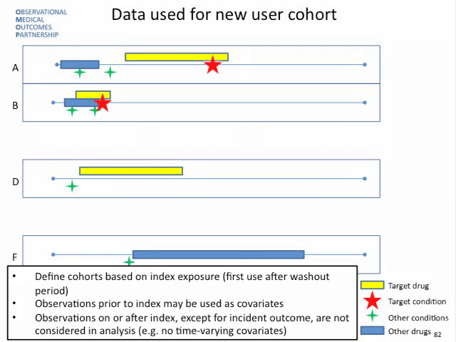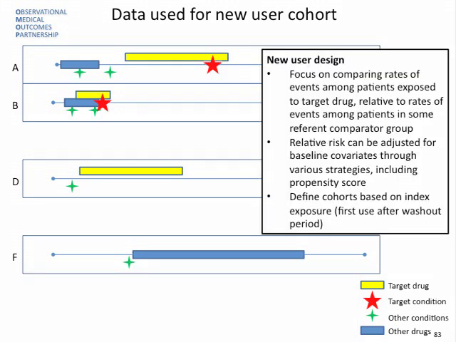We tend to ignore in almost all of these designs events and exposures that occur after the events of interest. So the focus is on comparing rates among patients exposed to a target drug relative to rates on a comparator. We usually use relative risks, and the key thing is how long we require that washout period, that clean period, to be to make us feel confident that we are getting new starts or new users to a given drug.